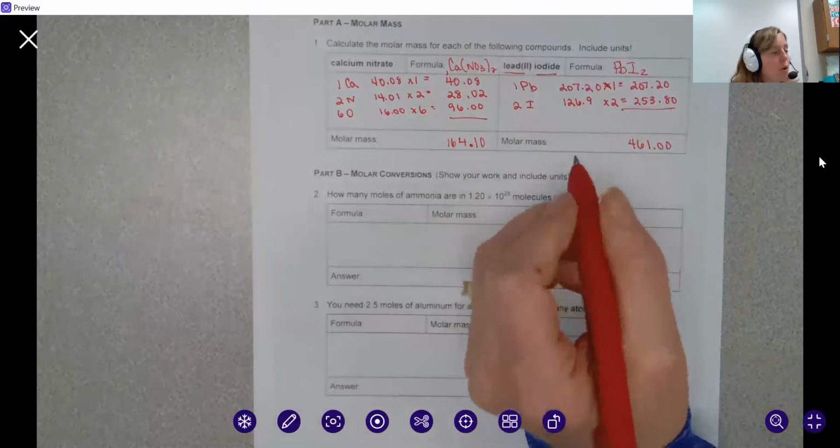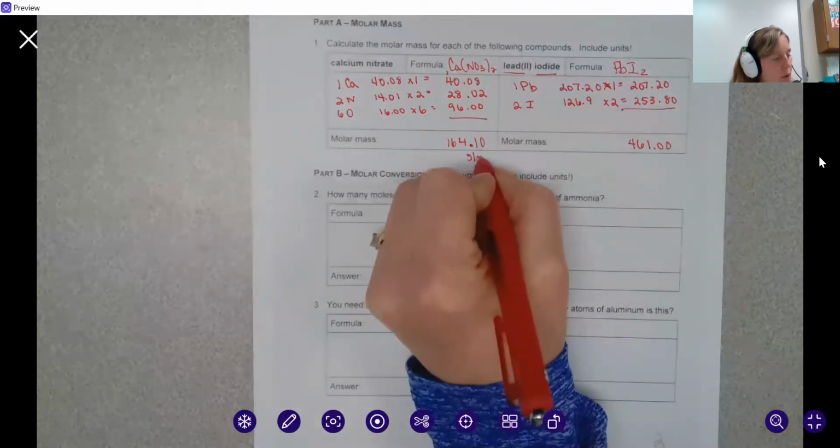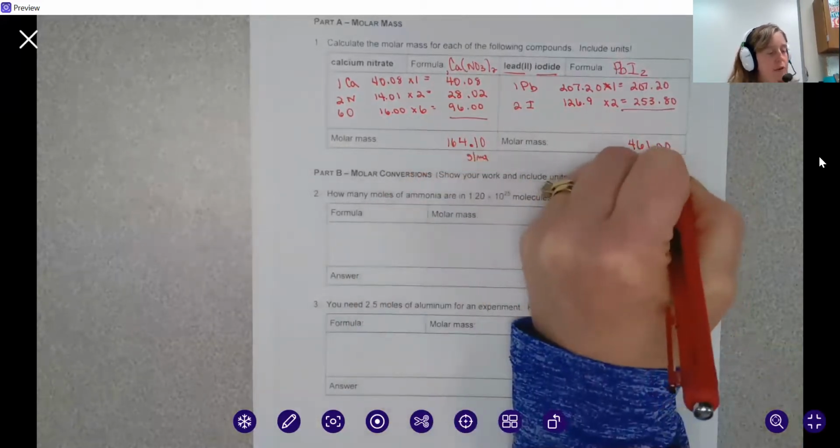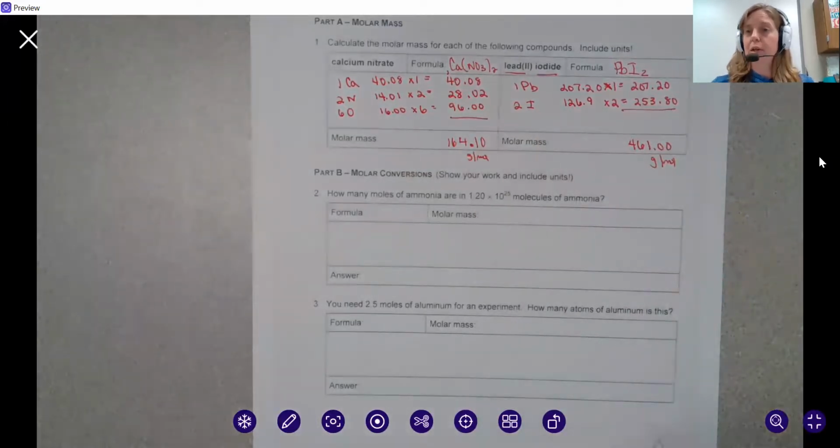And molar mass is always measured in grams per mole for your units. So that's the unit that we use for molar mass. Very simple concept. You just look on the periodic table, find your atomic mass, multiply by the number that you have, and then add all of the elements within that together.